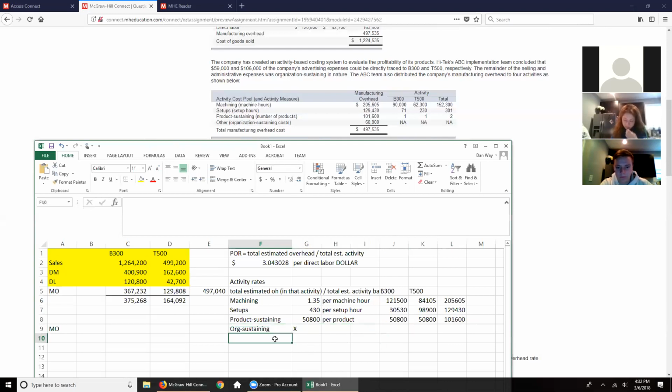So then our last step here is to come up with a total manufacturing overhead to the product. So that's just the sum of those three individual activities. Just note that that's a total. So 202,000 and change to the B, and then a little more to the T. And this is equivalent to the machining plus the setups plus the product sustaining, not including the org sustaining.